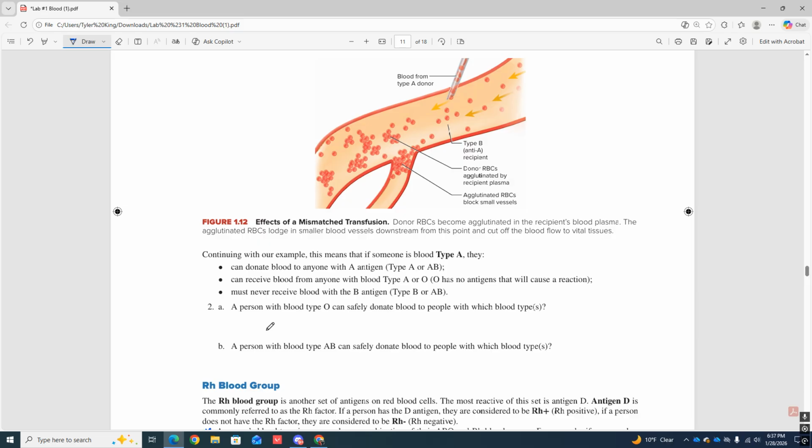So, question 2: a person with type O blood can safely donate to people with which blood types? Type O, as you guys know, and probably have learned at this point, is considered to be the universal donor, okay? So they can donate to A, B, both of them together, AB, or O, okay?